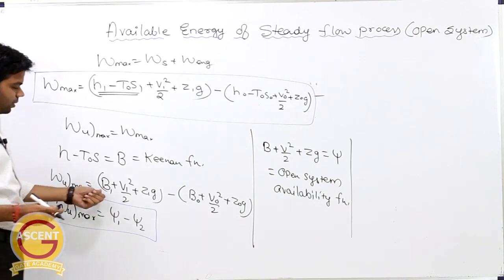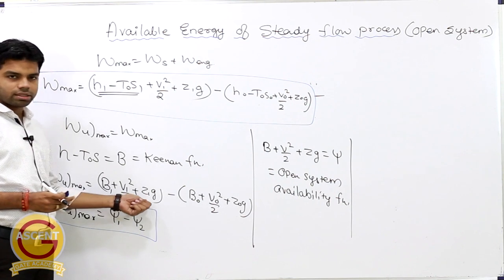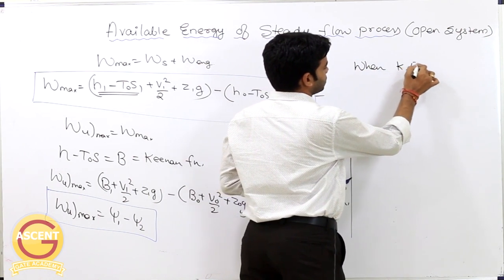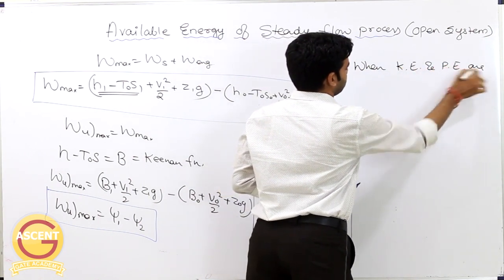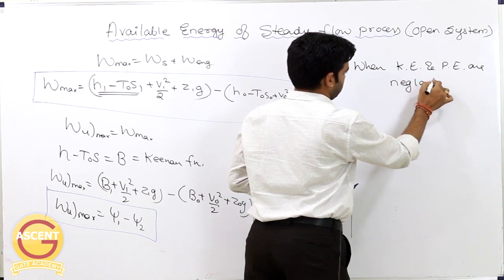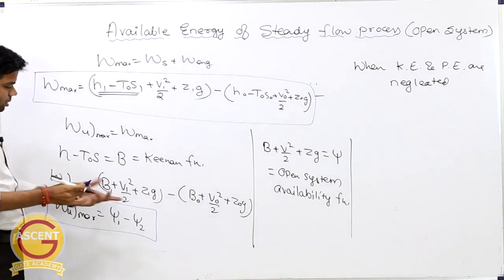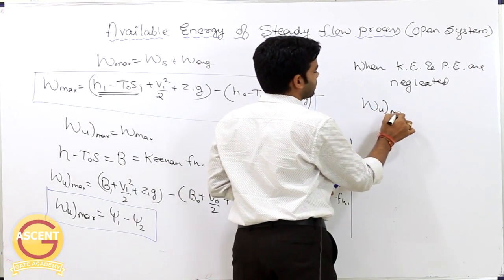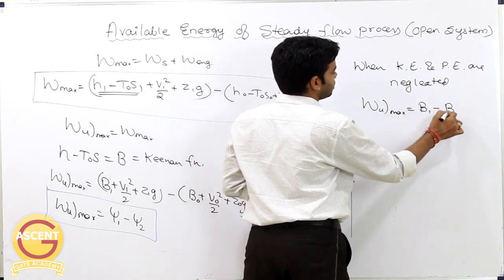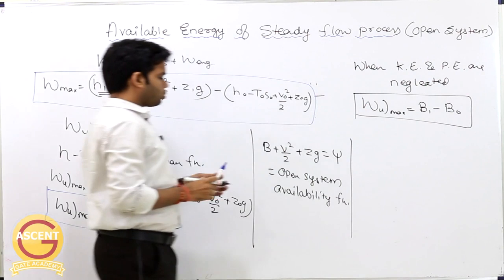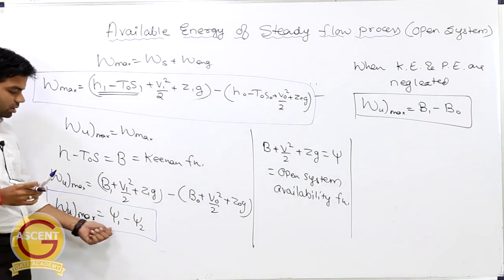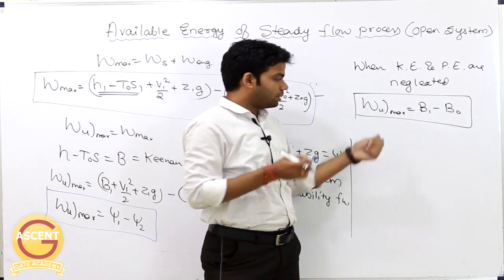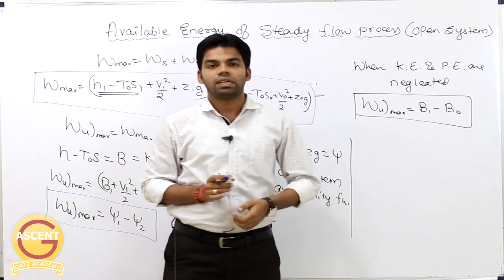Getting this or not? Now if we are neglecting, let's suppose, the kinetic energy and potential energy from this particular function, okay, now what will happen? This term will be neglected, this term will be neglected, and you will just get total available energy or W max or W useful max. This will be just change in Keenan function. Okay, so total available energy is actually change in steady flow availability function, and if kinetic energy and potential energy are neglected, then total available energy or availability is nothing but change in Keenan function.